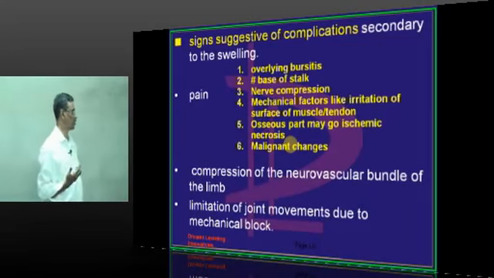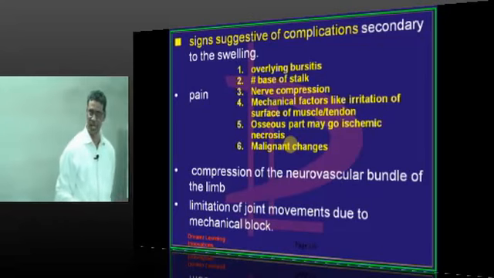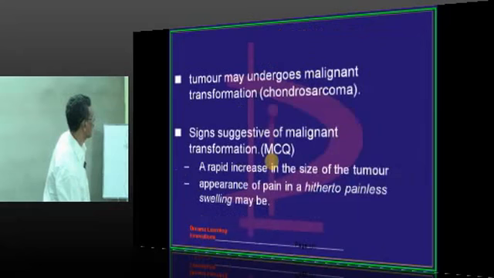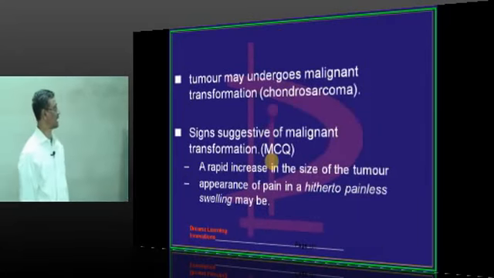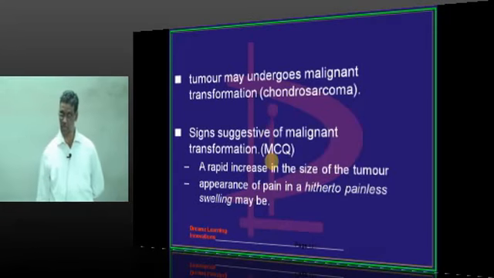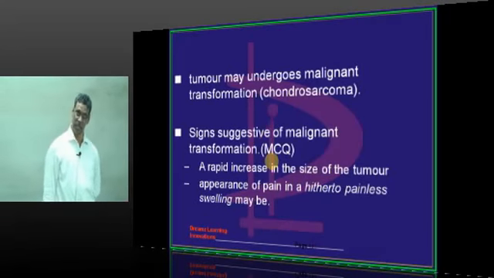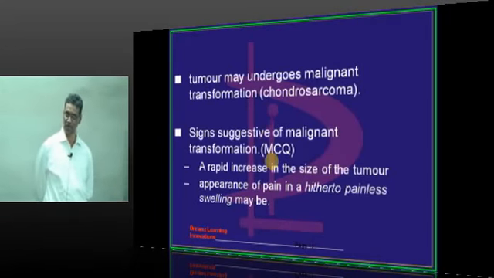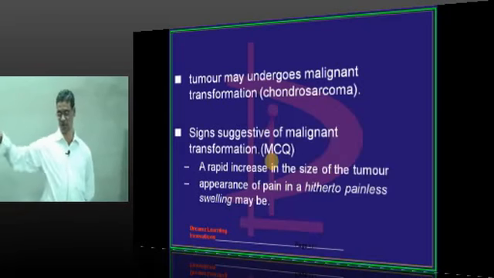Irritation of the joint, with limitation of joint movement due to mechanical block. The tumor may undergo malignant transformation to chondrosarcoma, and most of the time, if it is multiple, it may go into osteosarcoma.